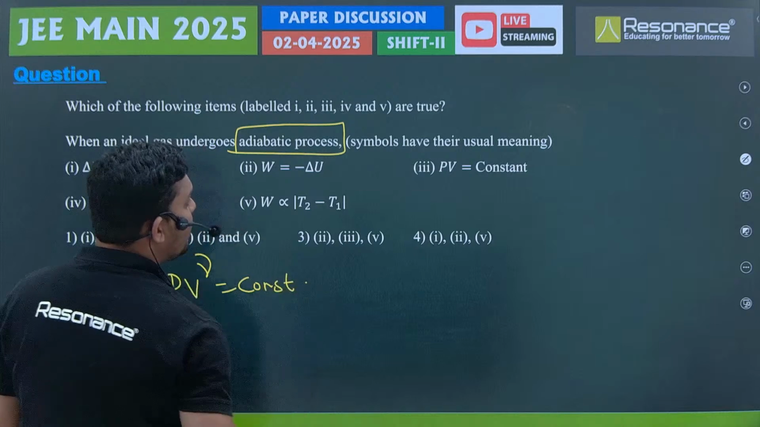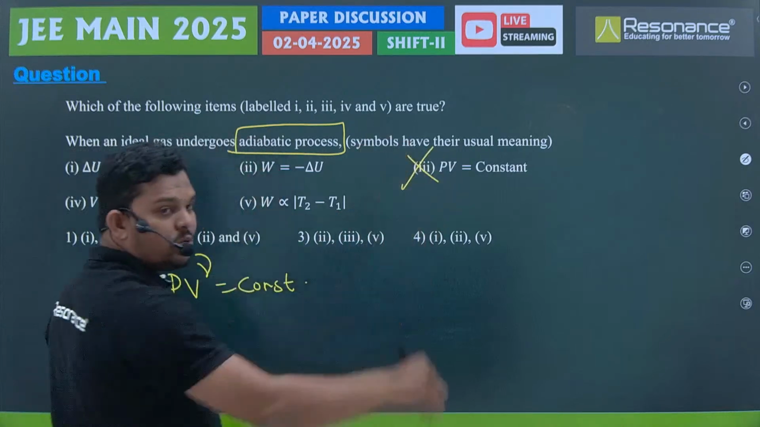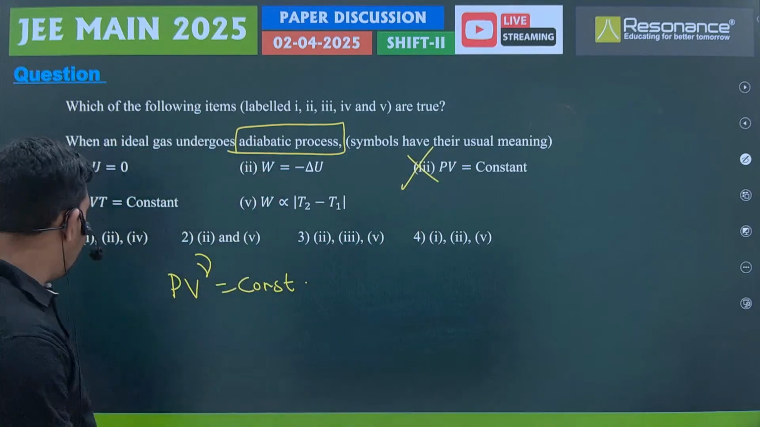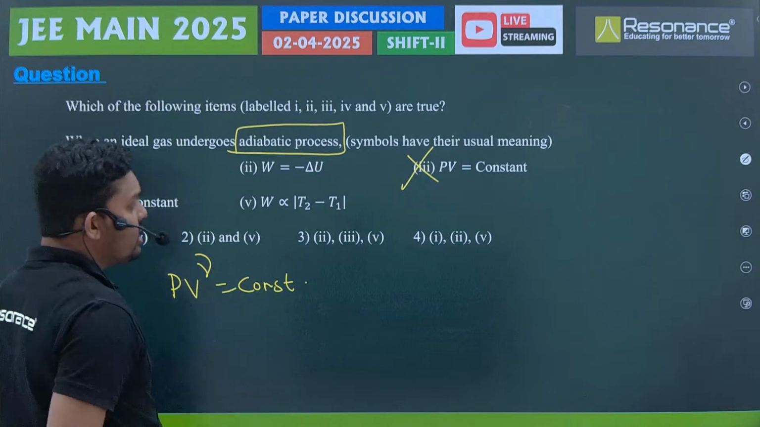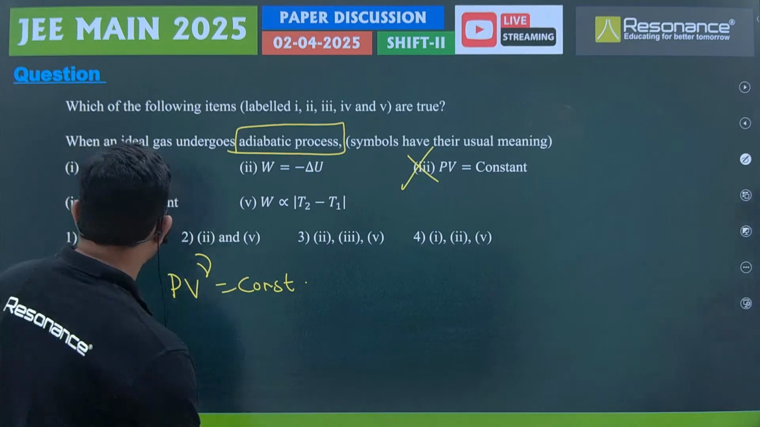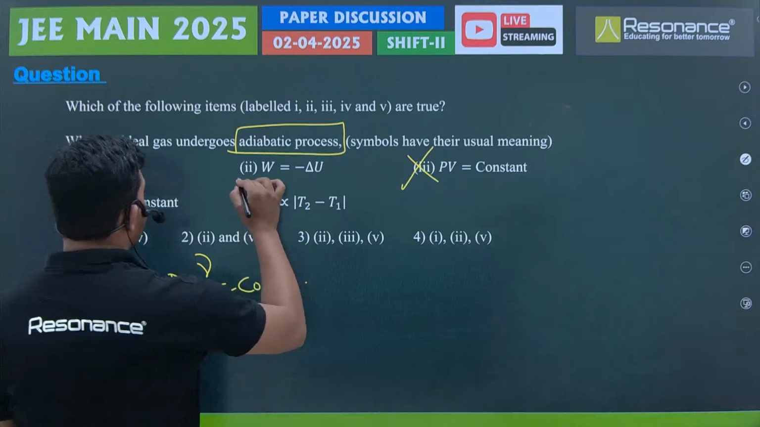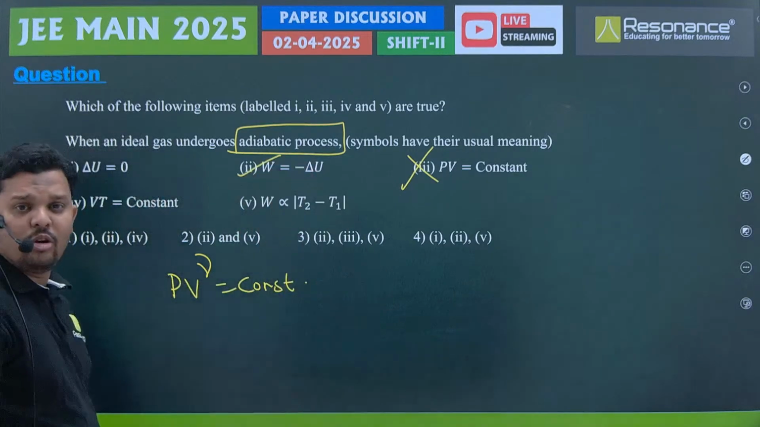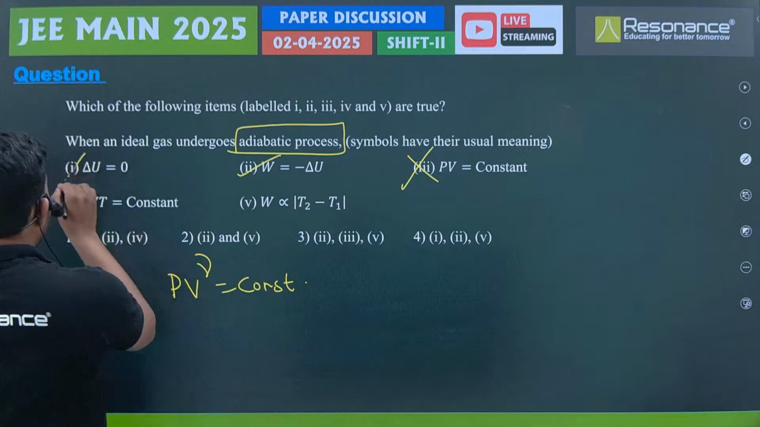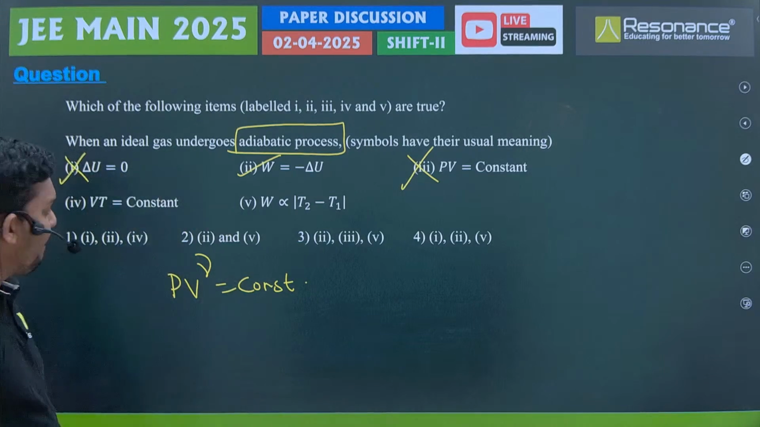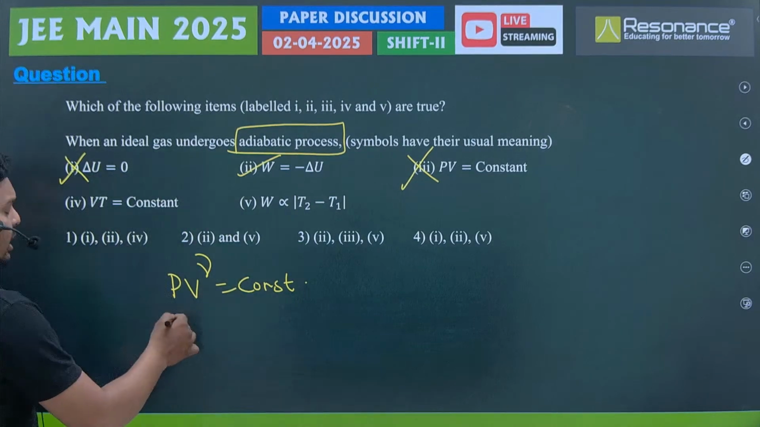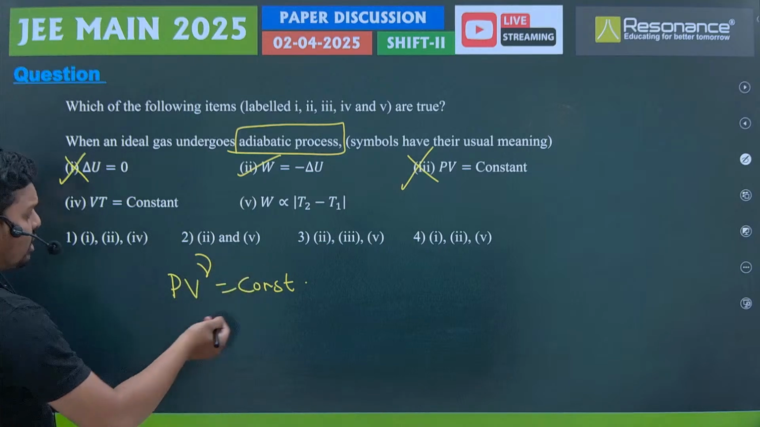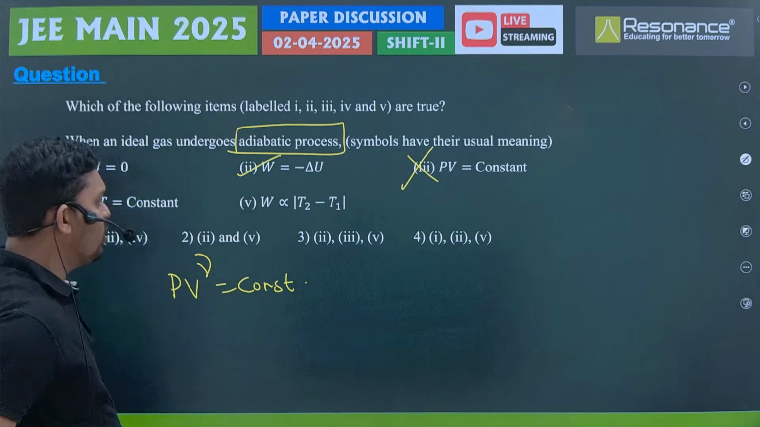Do we have anything related? But he gave PV is equal to constant, which is not possible. Next, adiabatic process means heat is going to be constant. So therefore, you can say work done is equal to this part is correct. W is equal to, from the first law of thermodynamics, you can take here. But internal energy is not equal to 0. If PV power gamma is constant, then TV power gamma minus 1 is constant, so this is also not possible.